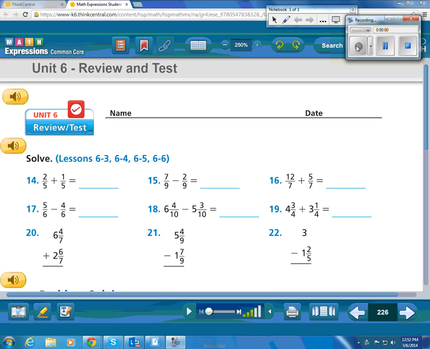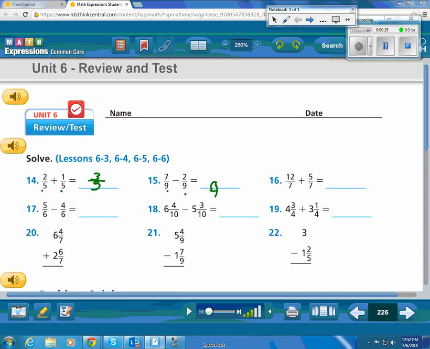The second page of your Unit 6 practice study guide. Right, when we are adding, we are just keeping the bottom the same, 5 and 5, so the denominator stays the denominator. 2 plus 1 is 3. Okay, here we're subtracting. Denominator stays the same.